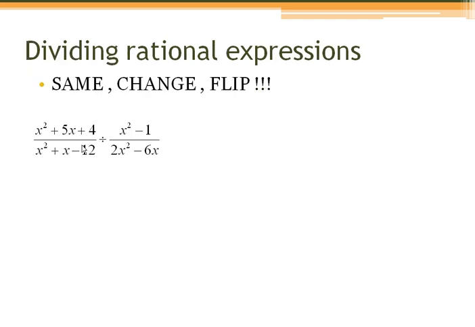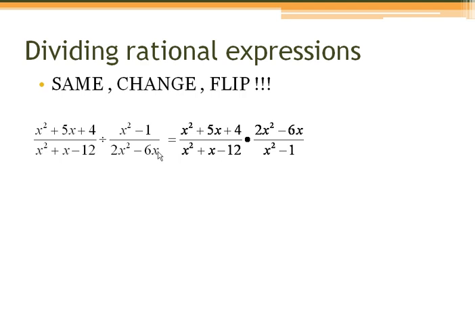Okay, last type of problem you might see: divide. Some people call it same, change, flip. Keep, change, flip. Whatever it is, it's multiplying by the reciprocal. Take the second one and flip it over. Same set of steps. First one, keep it, leave it alone, change it to multiplication, flip the second fraction. Now we're just at the multiplying stuff.